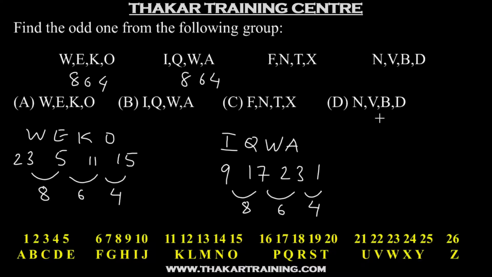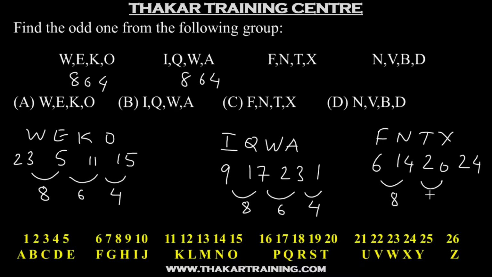Let's see what is there for the third group now. So we have F, N, T, X. F is alphabet number 6. N is alphabet number 14. T is alphabet number 20. And X is alphabet number 24. So here again we have a jump of 8. Then 6. And then 4. So since all the three groups have the same relation, the odd one has to be the fourth one. So the answer will be option D.